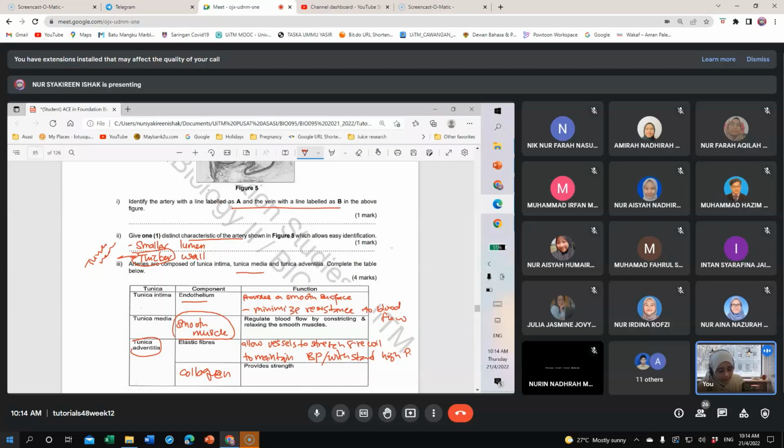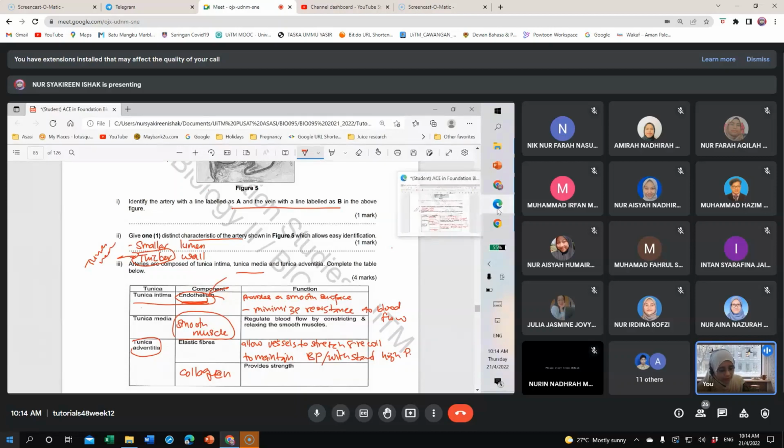Okay, so for tunica intima, it is the inner layer. Tunica intima, inner layer ada pada ketiga-tiga blood vessels, artery, vein and also blood capillaries. Okay, so for blood capillaries, endothelium is sama juga untuk artery and vein. It is surrounded by basal lamina. Okay, endothelium and then basal lamina, lepas tu baru ada tunica media. And outside you have the tunica adventitia.